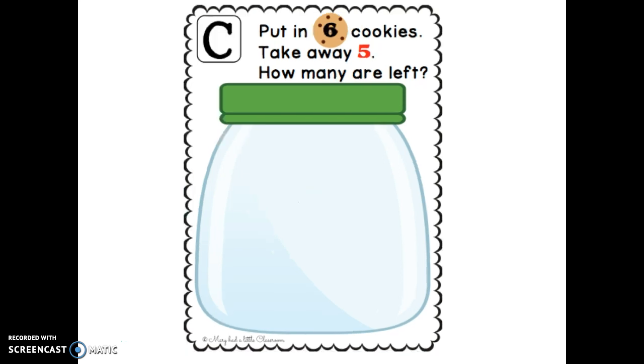Next we need the letter C card. I'm going to read it to you. Get your cookies ready. Put in 6 cookies. Take away 5 cookies. How many are left? Put in 6 cookies. Take away 5. How many are left? Please pause your video and act out that story with your cookies.